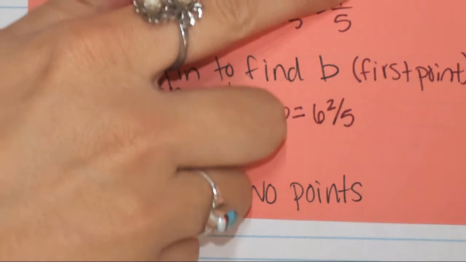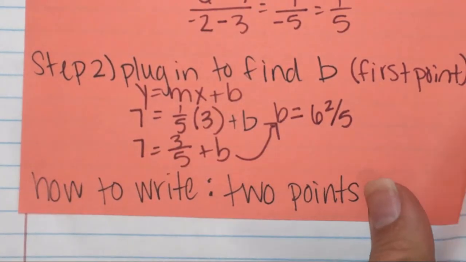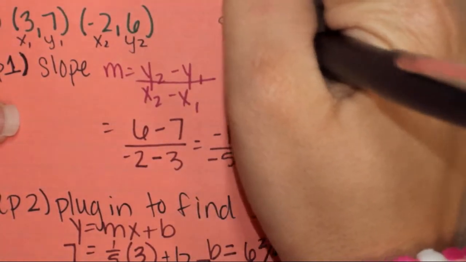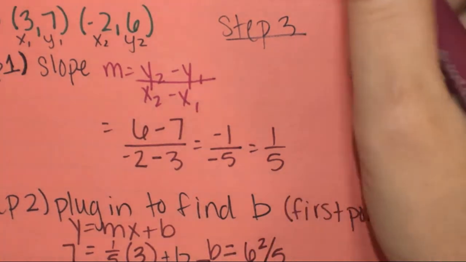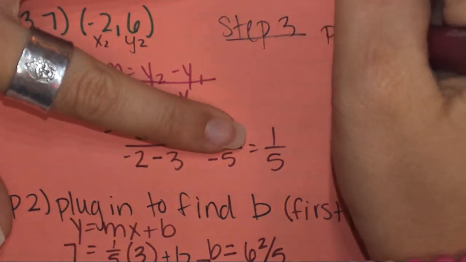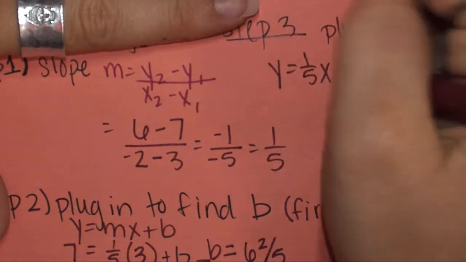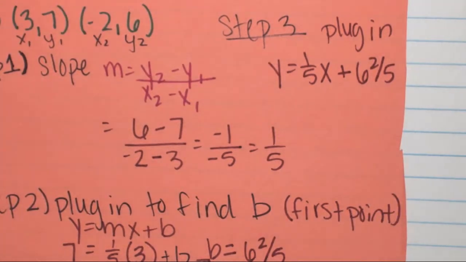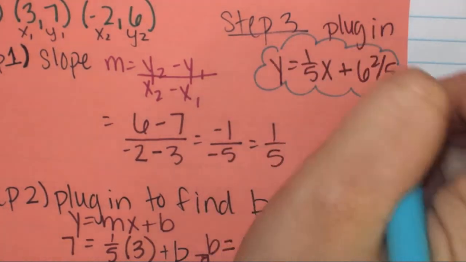Now, we have our slope. We have our y-intercept. What do you think step 3 is going to be? Put them together. Bippity boppity boo is step 3. Put it together. So, we say y equals 1/5 x plus 6 2/5. And that's it. It's really not that difficult. It's just more steps than what we did before.